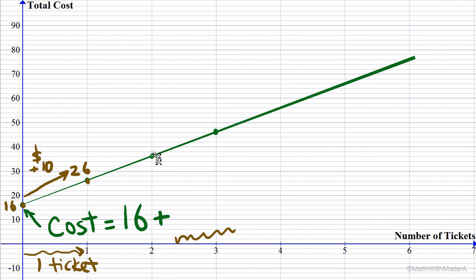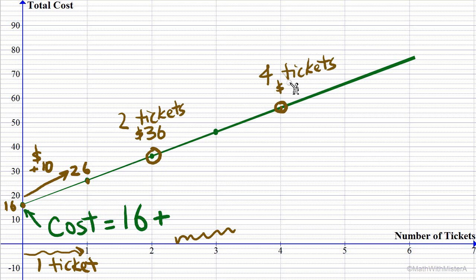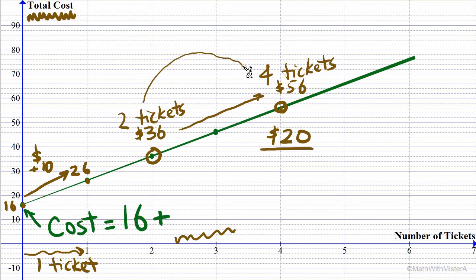But know that it works for any 2 points on the line. So if I looked at this point, which tells me 2 tickets will cost $36, and this point tells me that 4 tickets costs $56. The rate of change, again, we're talking about the change in our total cost. So the change in total cost was a change of $20, but that was an increase when we bought how many additional tickets, from 2 tickets up to 4.